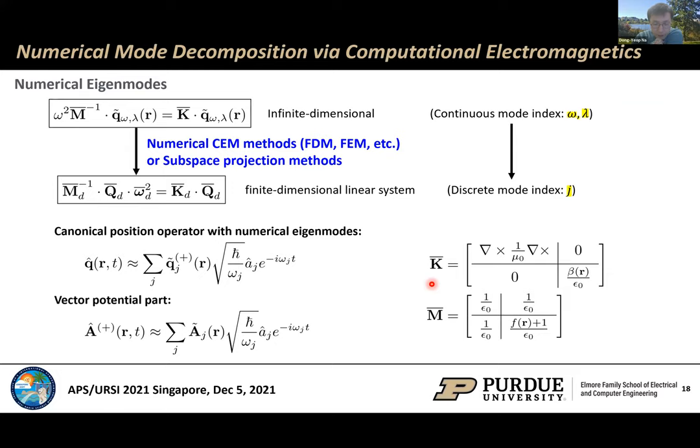Actually it is very difficult to solve this Hermitian eigenvalue problem. So we have the possibility to use numerical computational electromagnetic methods, the finite difference method or the finite element method. Then we can convert this infinite dimensional system into a finite dimensional one, so that it is solvable, just a matrix equation. And also the continuous eigenmode indices omega and lambda, where lambda refers to the degeneracy index at a single frequency, are converted into a single discrete eigenmode index j, so that the vector potential can be expanded by a single summation with this numerical eigenmode and the annihilation operator. We're going to use this numerical method for subsequent numerical simulations.